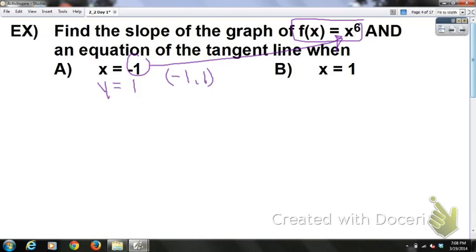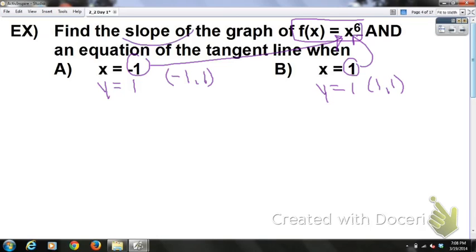Let's do the same thing for b while we're at it. Let's plug in our 1 for x so we can find what the function value or the y value is when x is 1. Well, 1 to the sixth power is 1, so we have the ordered pair 1, 1 for b.